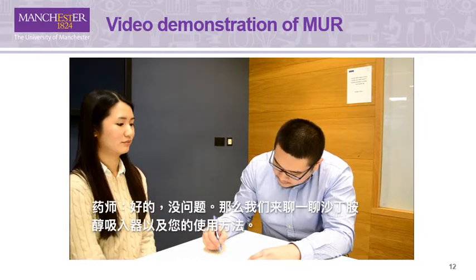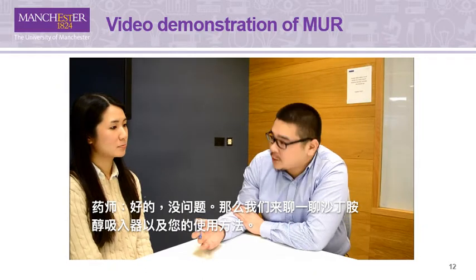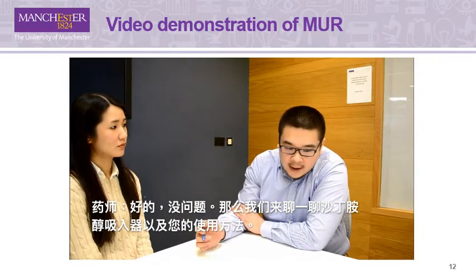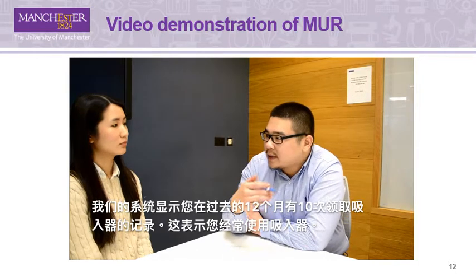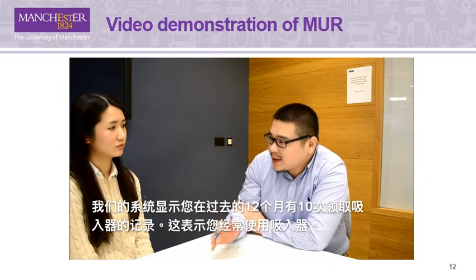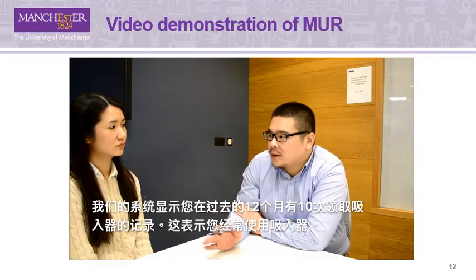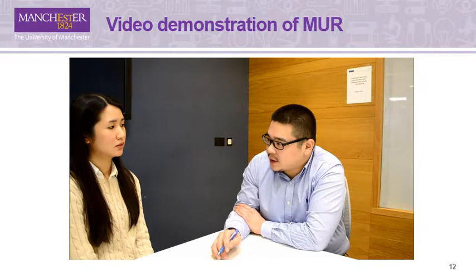Okay, that's fine. So tell me a little bit about your salbutamol inhaler and how are you getting on with that. So on our system, it actually says that you've picked up 10 inhalers over the past 12 months. It suggests to me that you're using the inhaler a bit too often. Right. Can you just explain to me how you've been using the inhaler? Yeah, so I've just been using 2 puffs 4 times a day, as it says on the instructions. Okay, right, that might explain why you've had so many.